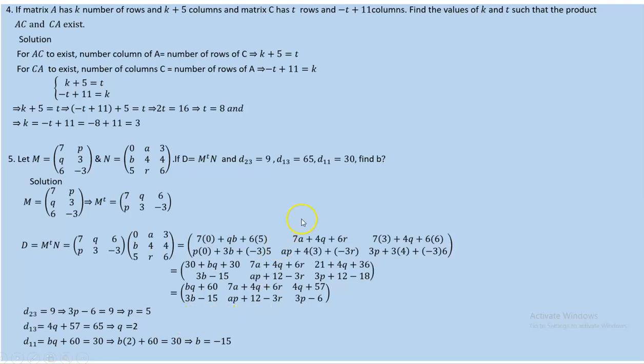Now look, students, D11 is also specified. D11 is the element obtained at the intersection of the first row and the first column, and that is BQ plus 60. BQ plus 60 needs to be what, students? 30, as it has been stated. But we knew what Q is. Q is already determined, it is 2, so have that Q value here, then B times 2 plus 60 equals 30 follows. And from this, the value of B can easily be known. It's a matter of moving 60 to the right, minus 30. So dividing by 2, you'll have B to be minus 15. I hope you have understood the way I have done every step.